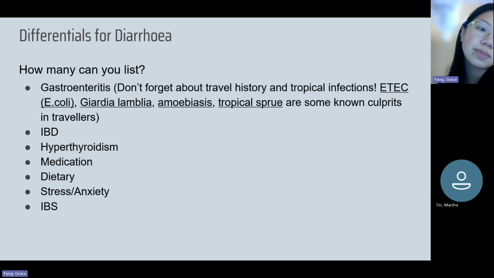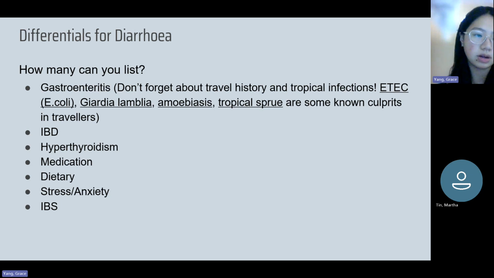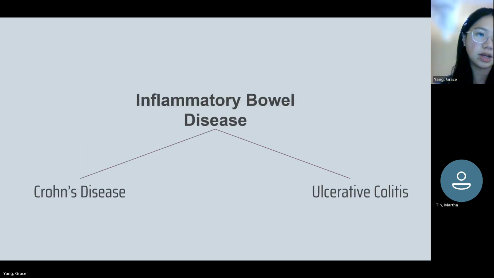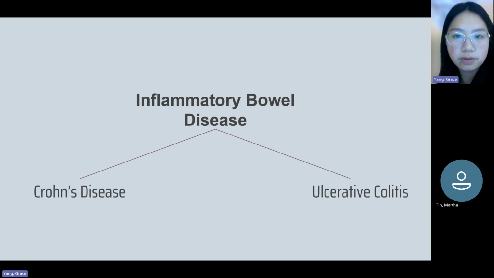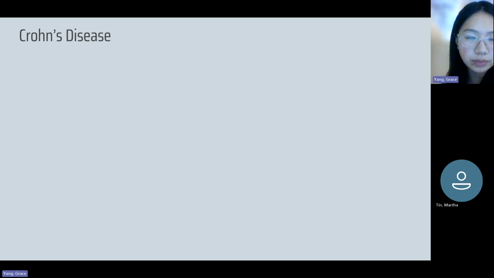IBD, hypothyroidism, medications, so things like metformin, which is quite common, can give you stomach issues, dietary changes, any new stresses, and obviously IBS. So we'll start by talking about inflammatory bowel disease, which is split into Crohn's disease and ulcerative colitis. And these can be quite difficult to differentiate, so we'll talk about them in detail.